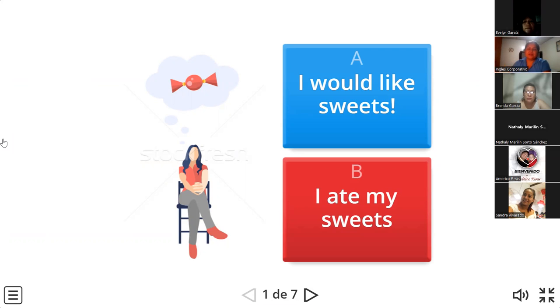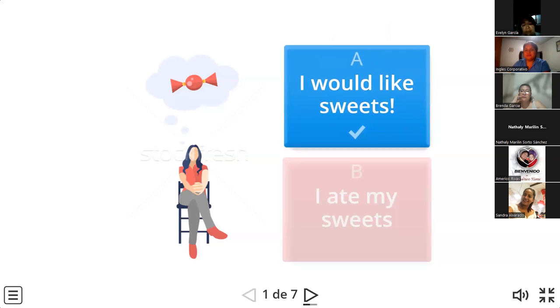No solamente para reportar un problema, but also what would you like to eat, for example, okay? So do you think that would, in this case, she's thinking about what she likes or what she would like to eat. Letter A says, I would like sweets. I ate my sweets. So which one do you think is correct? I would like sweets. Okay, very good.